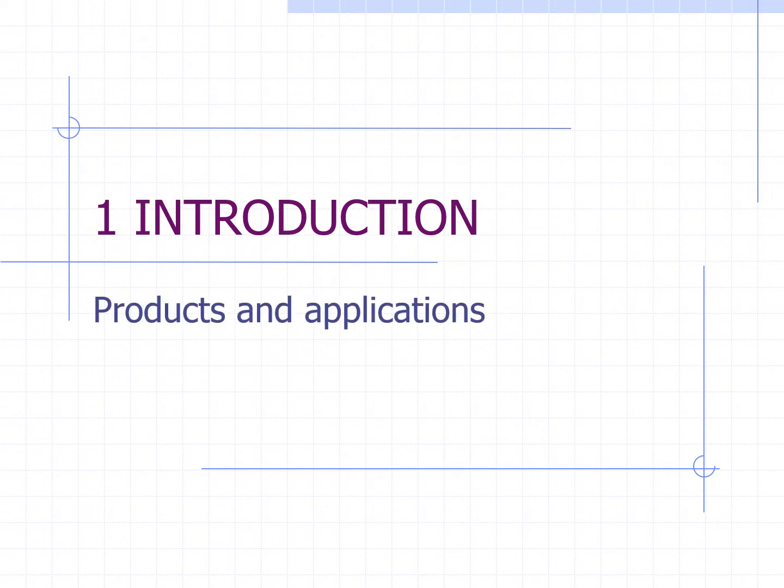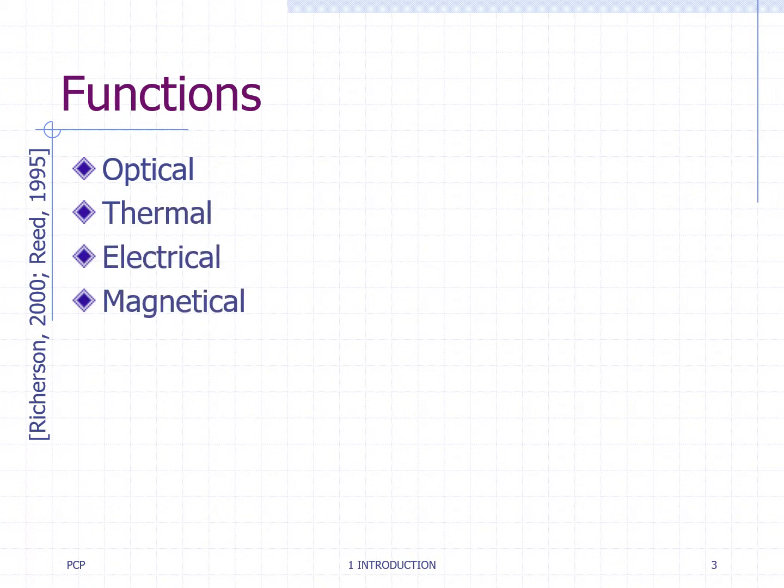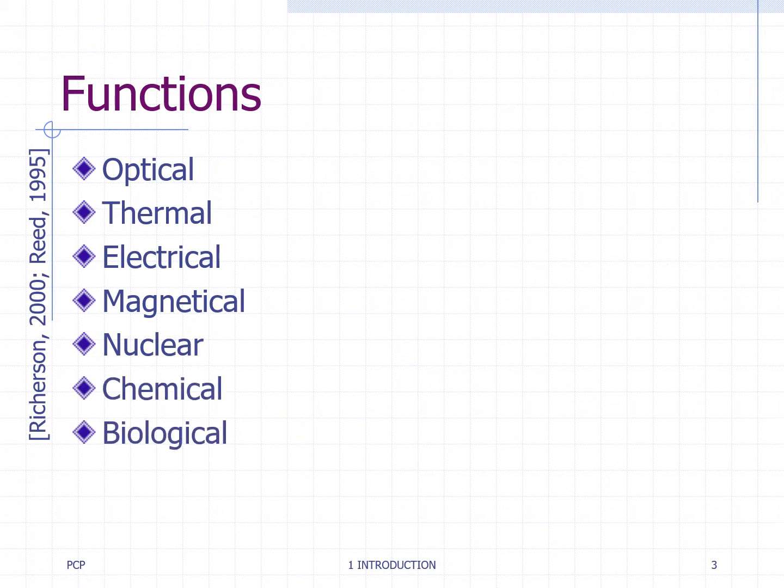Today, we finish our introductory chapter by giving you some information on ceramic products and applications. Ceramics are used for a broad range of applications which are related to one or more properties or functions, such as optical, thermal, electrical, magnetical, nuclear, chemical, biological, and mechanical. Let's have a closer look at each group.